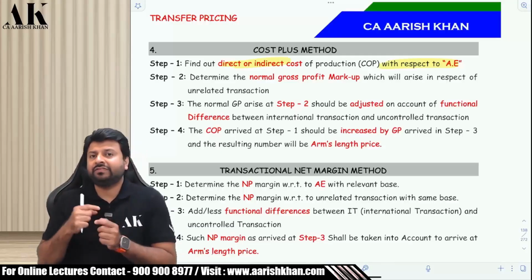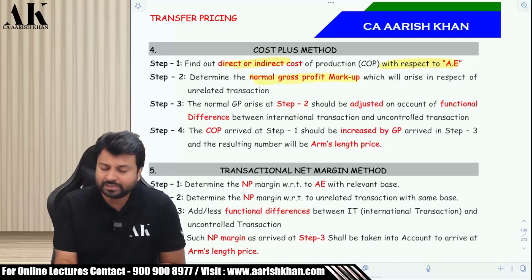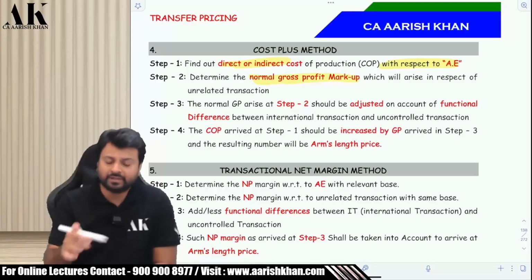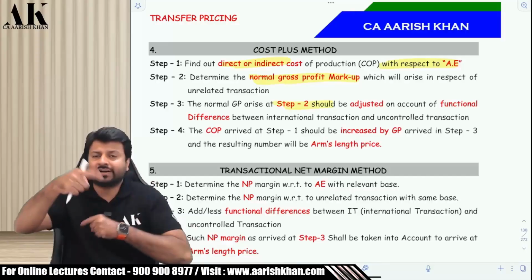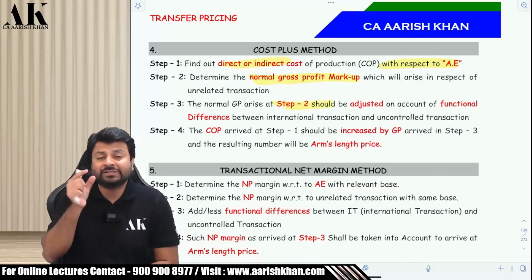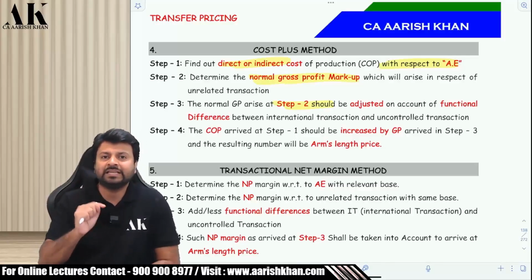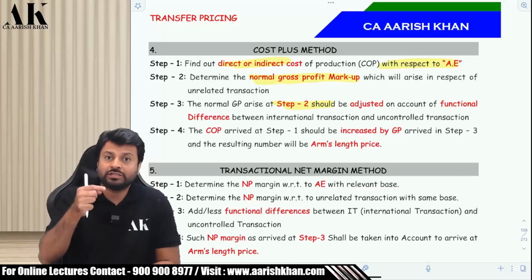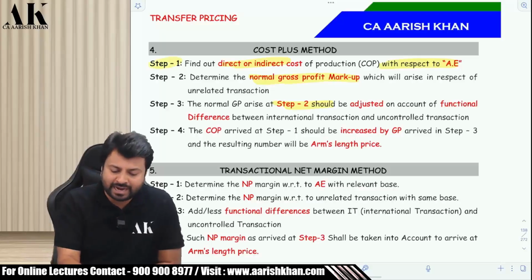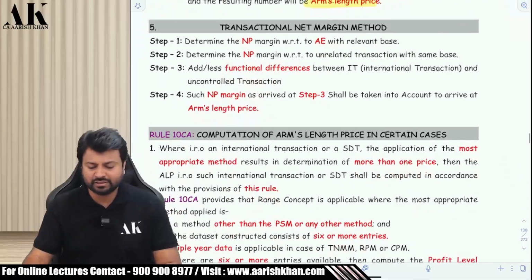After that, I have to find out the normal GP in respect of the third party. Suppose it is 50% of the cost. So I have to identify that. Then in this method, you are supposed to compare your international transaction with your uncontrolled transaction, and make adjustments in what? In your GP margin. In this method you are not going to make an adjustment in your price, but in your GP margin, and you will find a revised GP margin. That revised GP margin will be added to your cost, and then you will get your arm's length price. Okay, so this is what this method is all about.